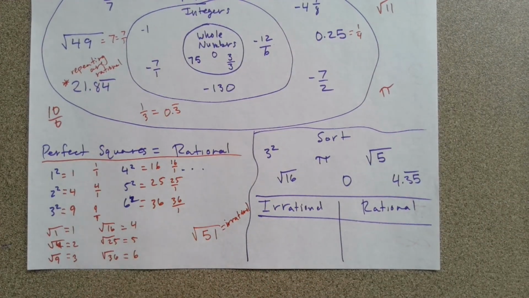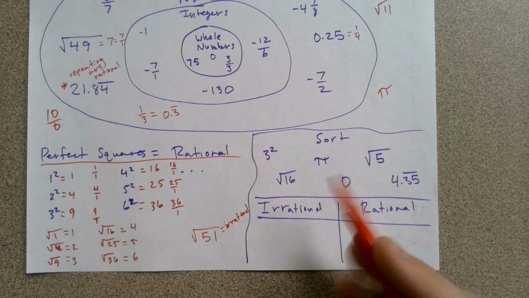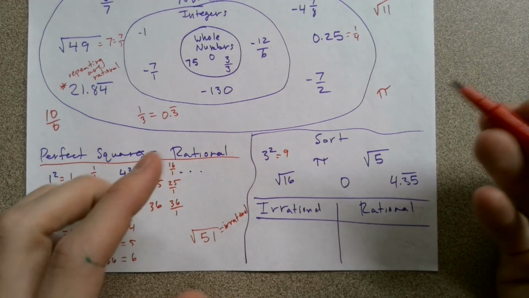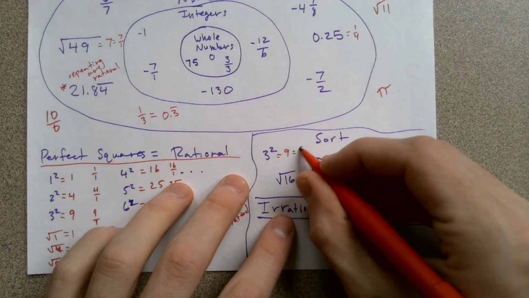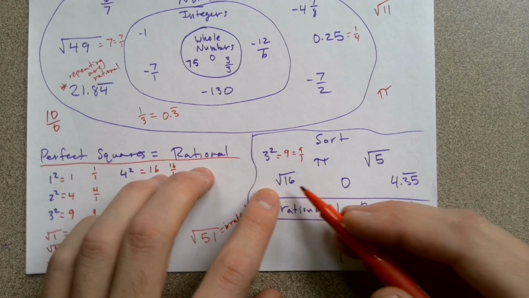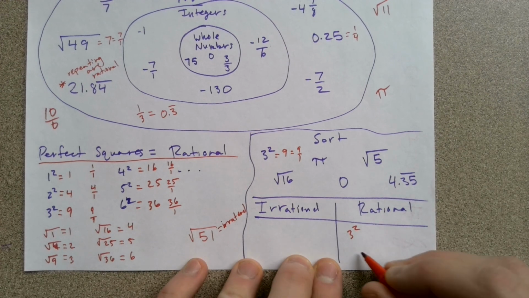All right, so real quickly, we're going to sort out some of these. Let's start with this one right here. We're just picking if it's rational or irrational. 3 squared, we know that's the same as 9. 9 is an integer, which can be written as 9 over 1. So 3 squared is rational. Square root of 16, I know that one in my head is 4. 4 can be written as 4 over 1. That is rational.